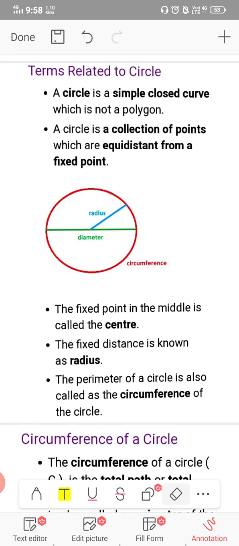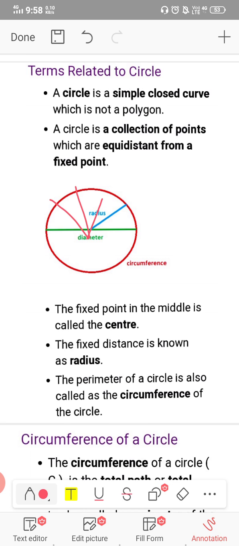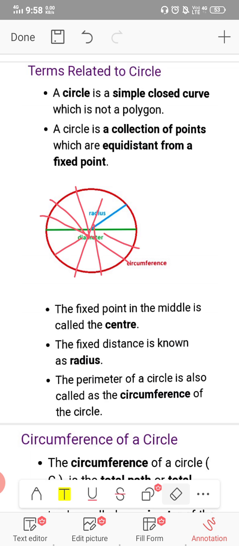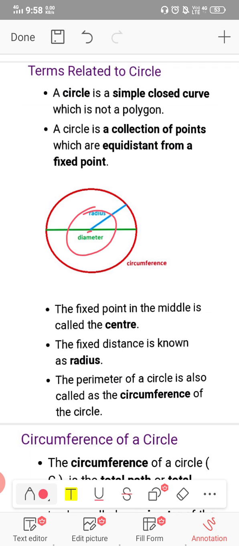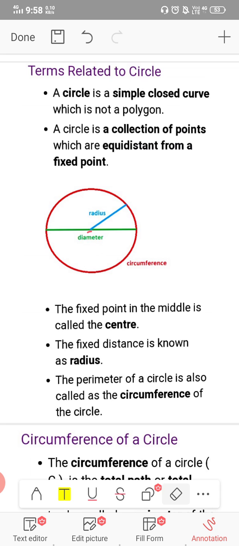A circle is a collection of points which are equidistant from a fixed point. You can draw an infinite number of radii within a circle. That's why they say that a circle is a collection of points which are equidistant from a fixed point. The fixed point in the middle of the circle is called the center point, from where we draw the radius and also the diameter of the circle. The perimeter of a circle is also known as the circumference of the circle.